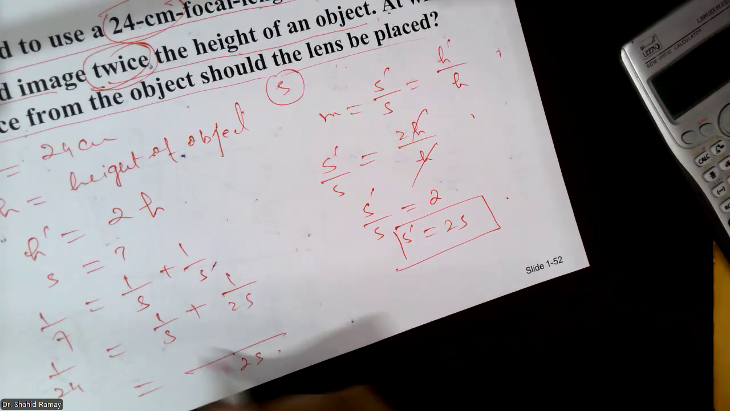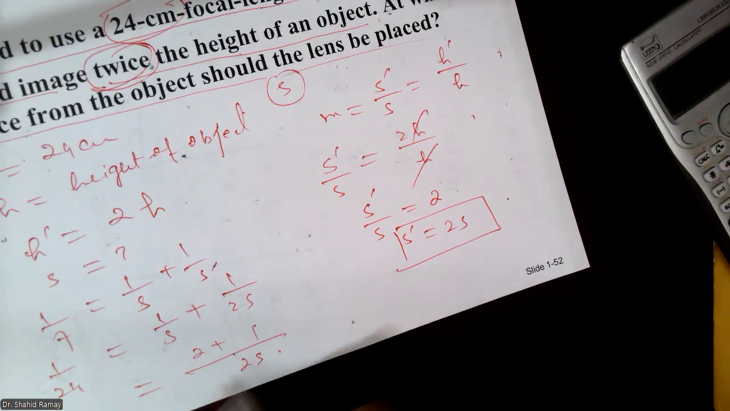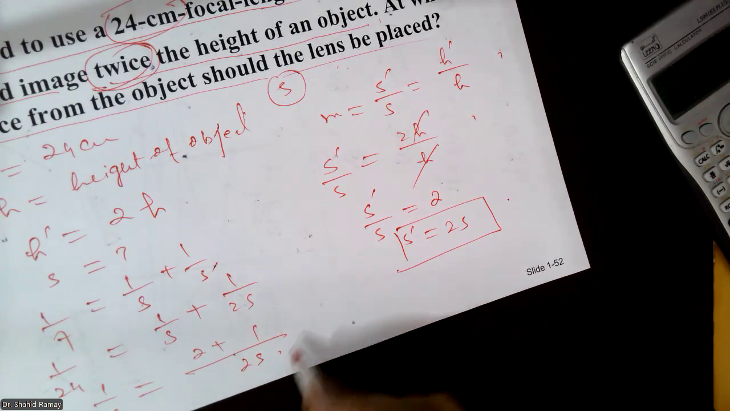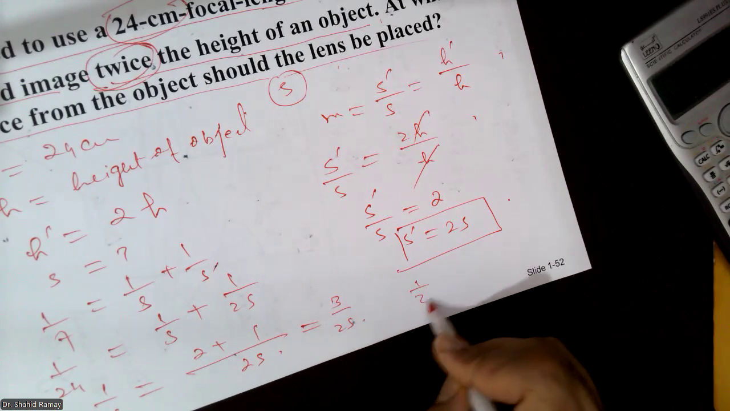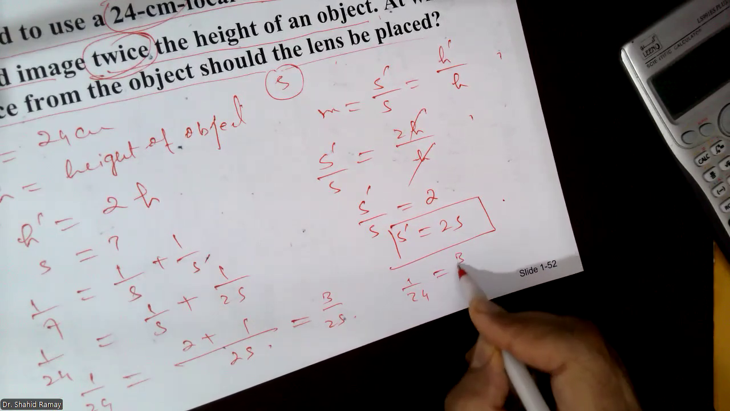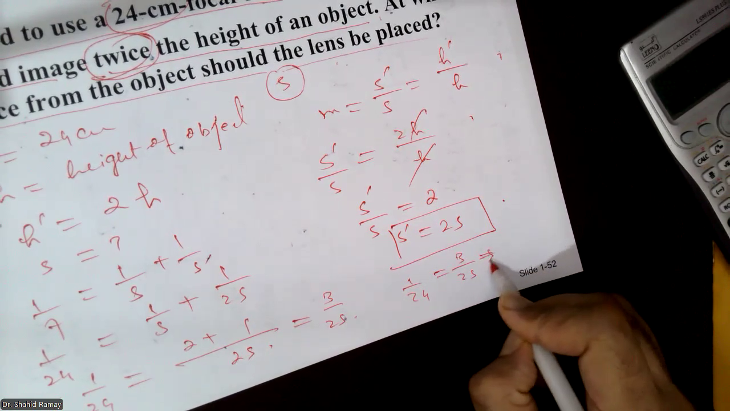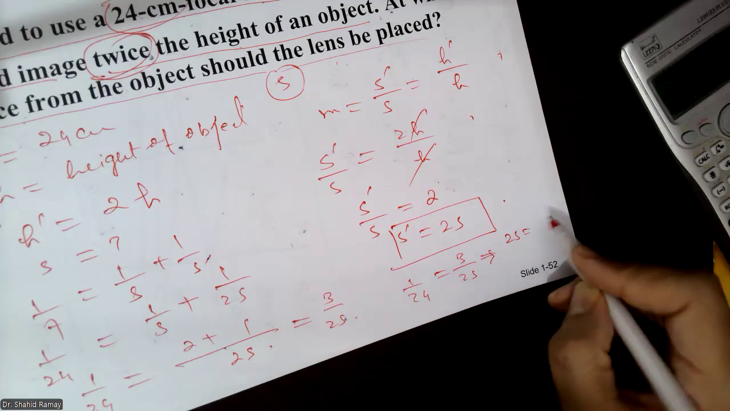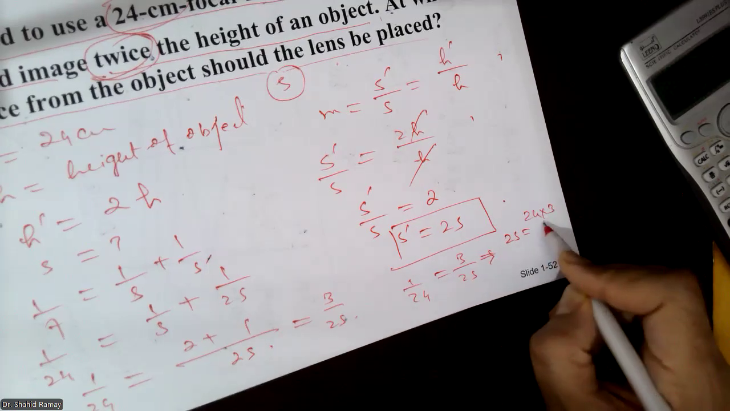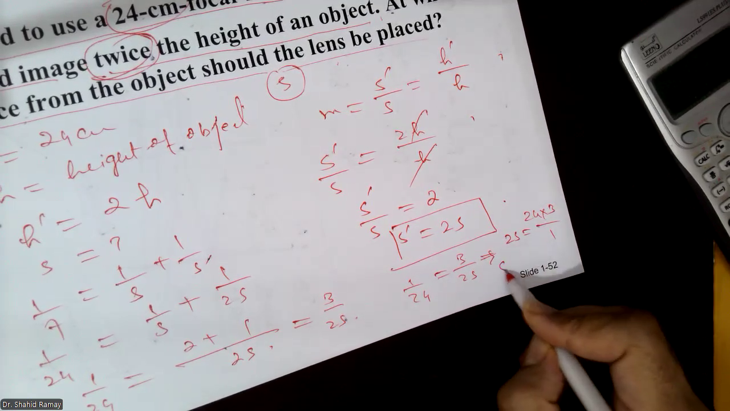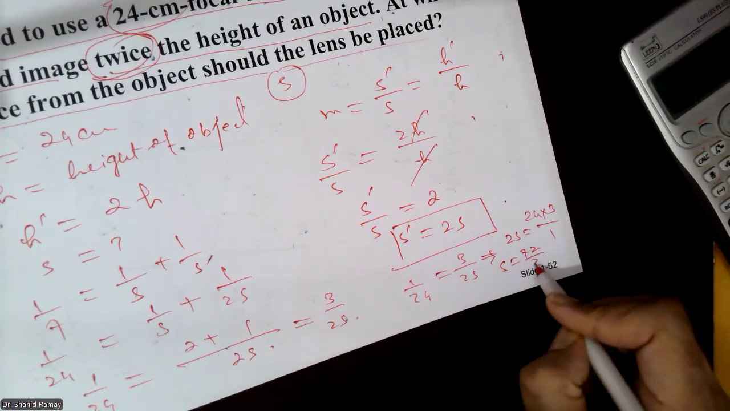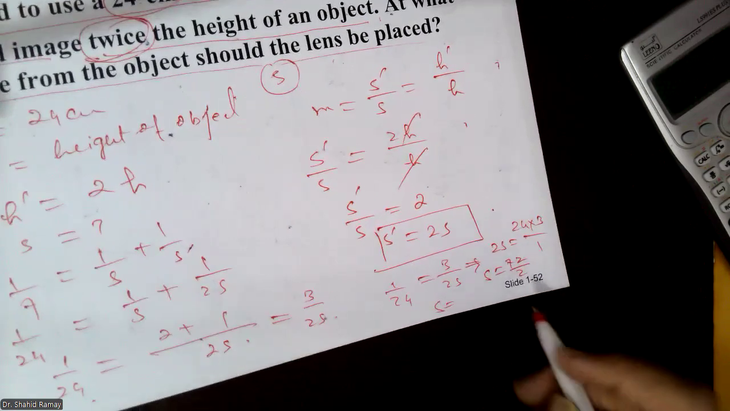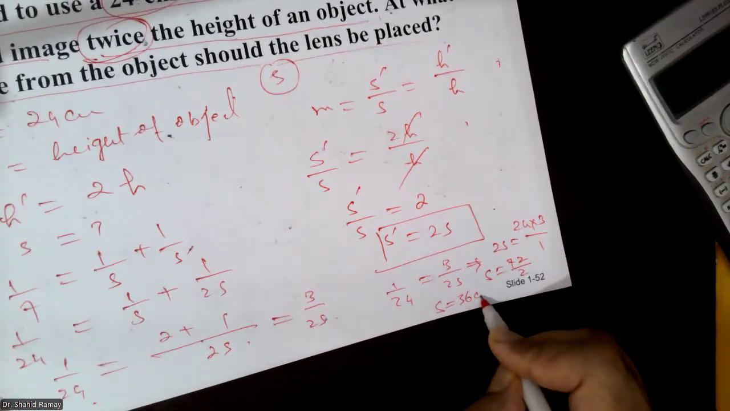Here this is 2s, s's cancel, 2 plus 1. And this is 1 over 24. So this is equal to 3 over 2s. So 1 over 24 is equal to 3 over 2s. This implies 2s is equal to 24 into 3 divided by 1. So s is equal to 72 over 2, and this is equal to 36 centimeter. So this is the answer.